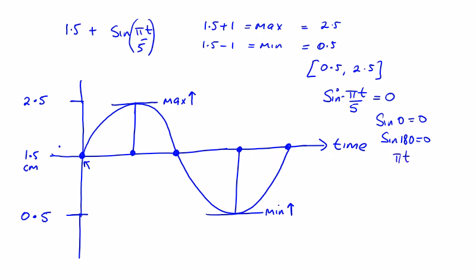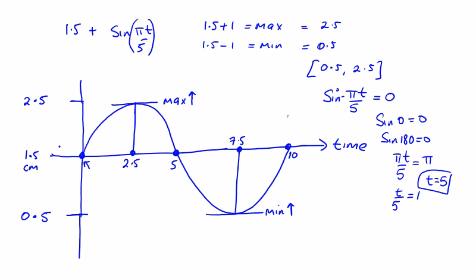So pi t over 5, in terms of pi, would have to be equal to pi. Therefore t over 5 will be equal to 1, so t will be 5 here. So that's the next point we have here, 5. So this one will be 10, this one will be 7.5, and this one will be 2.5.